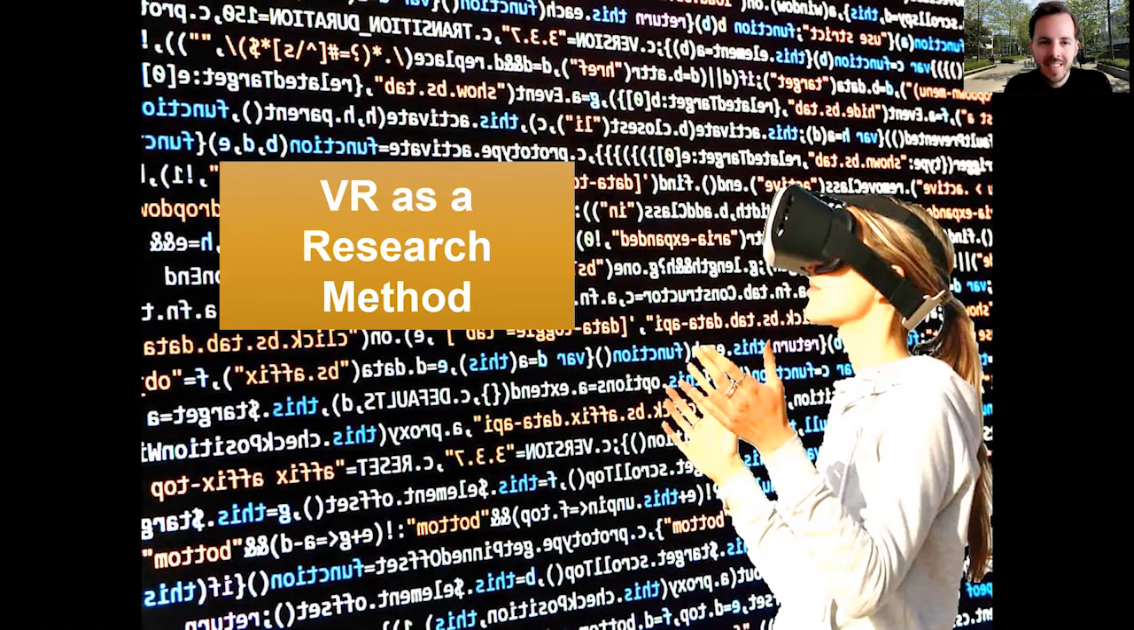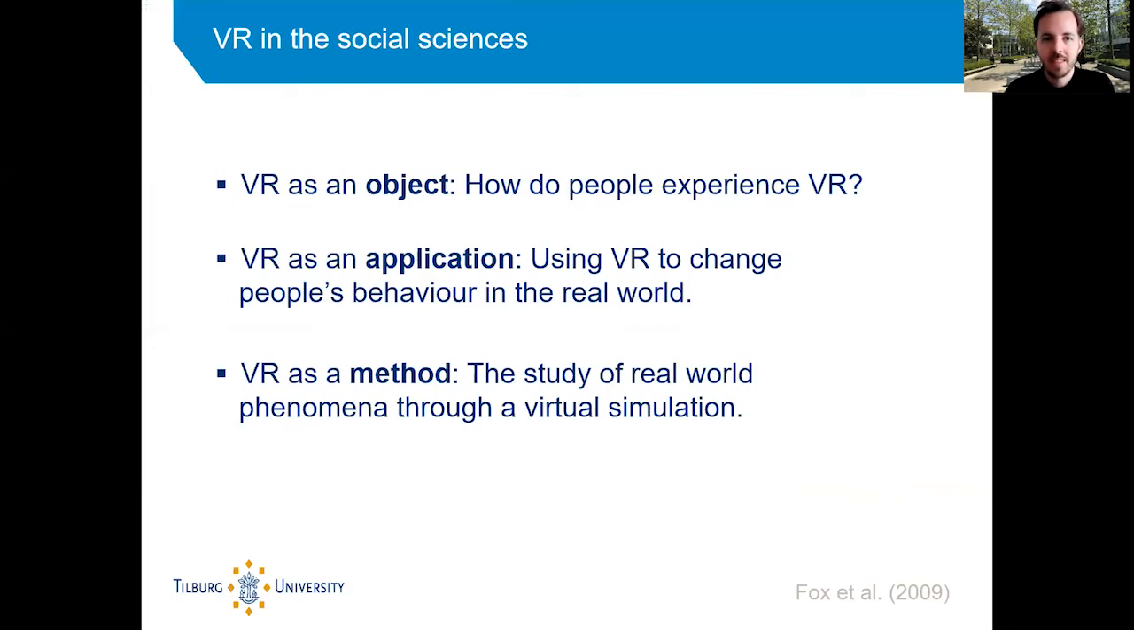In this week's series of clips, we're going to look at virtual reality as a research method. By now you will be familiar with the basic distinction between how VR can be used and has been used in scientific research as an object. So VR itself is the object of study. As an application, so you really use VR to train people or to treat people and change their behavior, hopefully, later on in the real world. But this week we'll look at VR as a method.